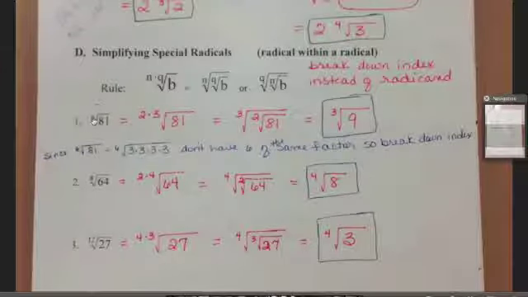Sometimes we can't get this, so I take the index and I break it down to a 2 times 3 or a 3 times 2. And I can go ahead and split that as a radical inside a radical. I know that I can take the square root of 81, which is 9, but the rest of this doesn't work out. So I can break the index down into things, then I can work this out as much as possible.